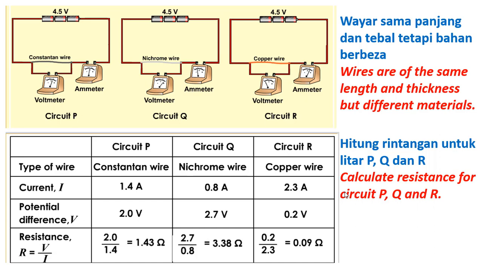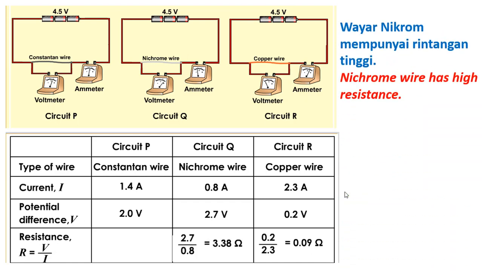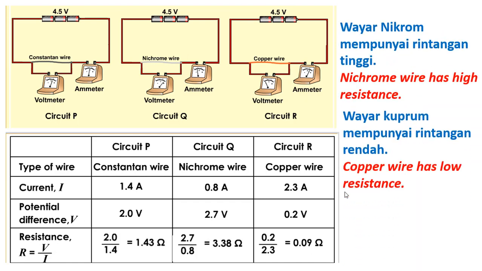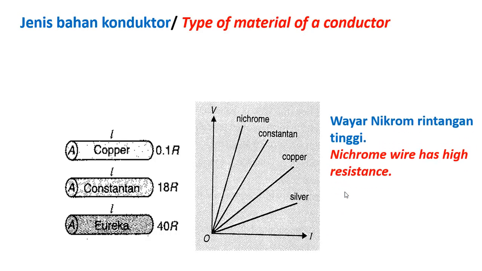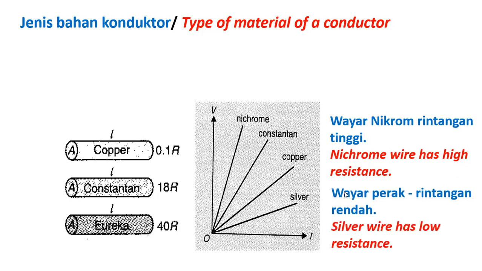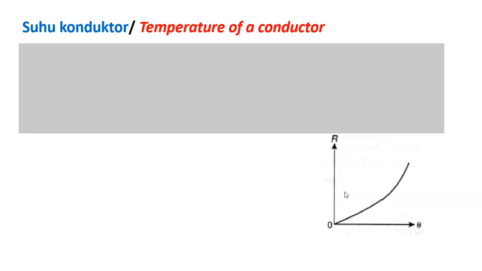So the copper wire has the lowest resistance. Nichrome has high resistance while copper wire has lower resistance. So the resistance also depends on the type of material of the wire. When we plot the graph V versus I, nichrome has the highest gradient, so it has the highest resistance, while silver has the lowest gradient, which means it has low resistance. So the resistance of a conductor changes with the type of material of the conductor.